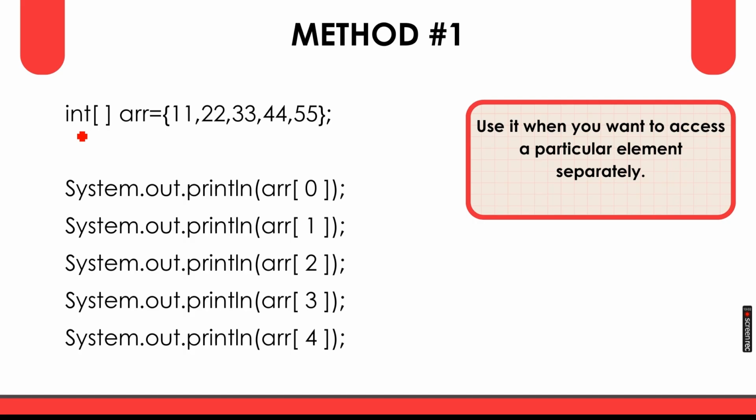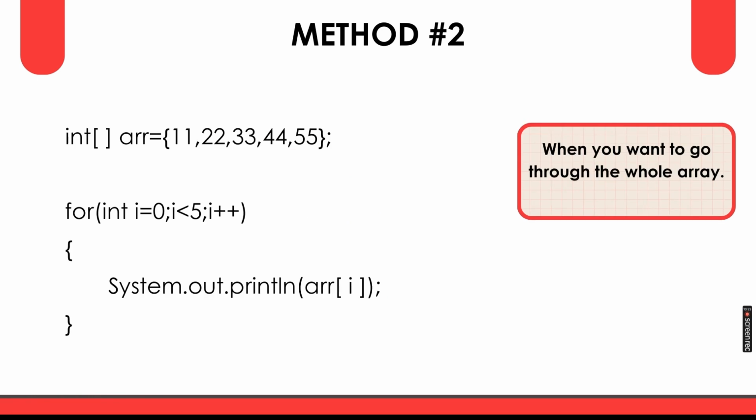Here you have your array, type int, name arr, and these are the 5 elements. You want to access the first element, print it like this. You want the value at index 1, you will print it like this, and so on. We have already seen this. This is very easy. But what if you want to print the entire array or some part of the array? What will you do?